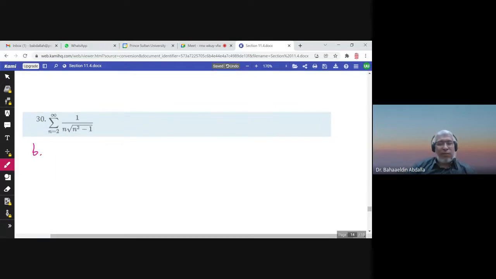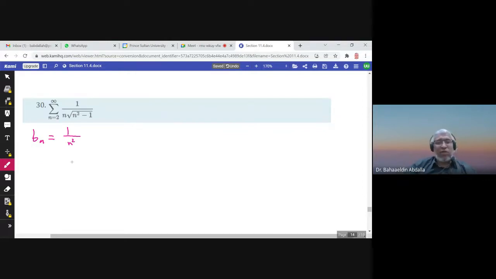bn here is 1 over n times square root of n square, which is n. So it's 1 over n square. I'll do this by the limit comparison test. So first notice that an, when n is 1, when n is 2, I start from 2, is greater than 0 for all n greater than or equal to 2. And this is a convergent summation. Summation 1 over n square is a convergent p-series.